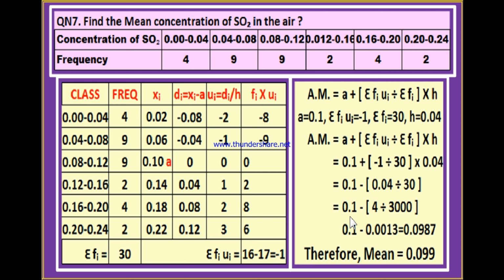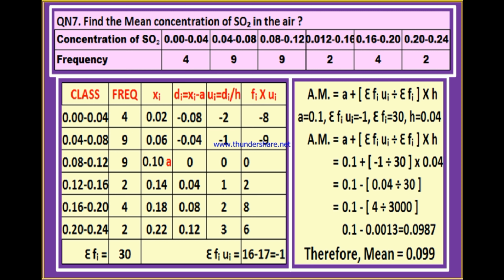Now you subtract 0.0013 from 0.1. If you subtract 0.0013 from 0.1, you will get 0.0987. Therefore, arithmetic mean of the given data is 0.0987. If you correct it to 3 places, the 4th place is 7. Since it is more than 5, you may add 1 to its preceding digit. Therefore, 0.099 is the arithmetic mean of the given data.